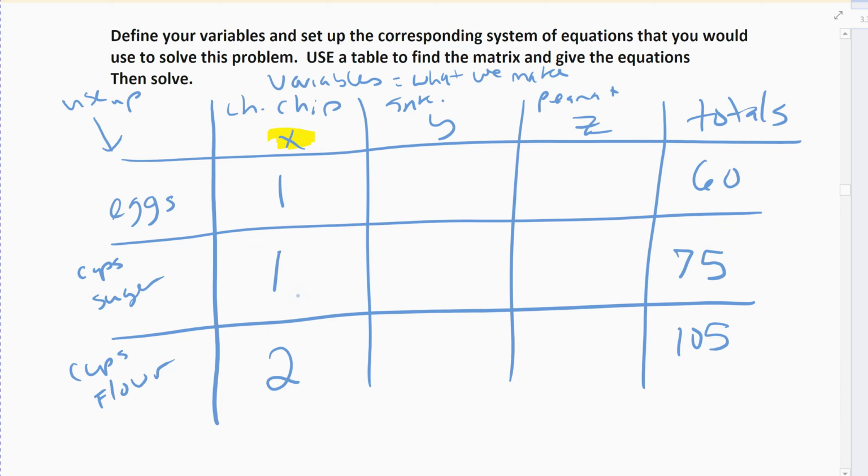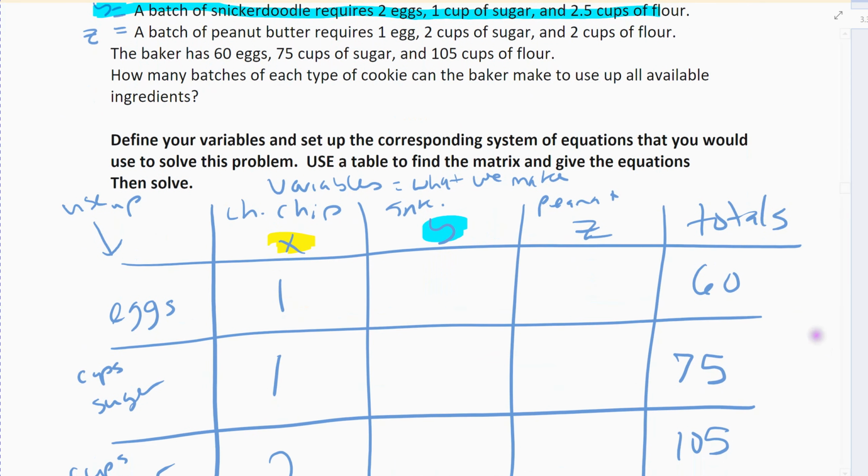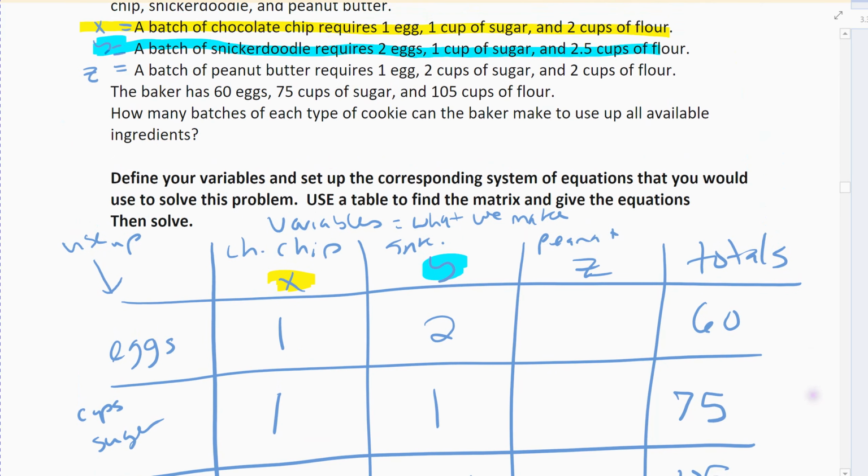Then I do the same thing for the Y. The snickerdoodles, which are my Y, require 2 eggs, 1 cup of sugar, and 2.5 cups of flour. Those are the numbers that go down. So for each of those Y batches, 2 eggs, 1 cup of sugar, 2.5 cups of flour. Then the last one is my batch of peanut butter.